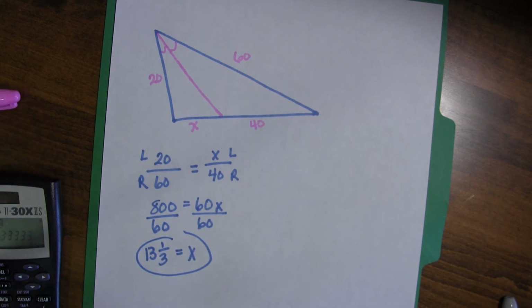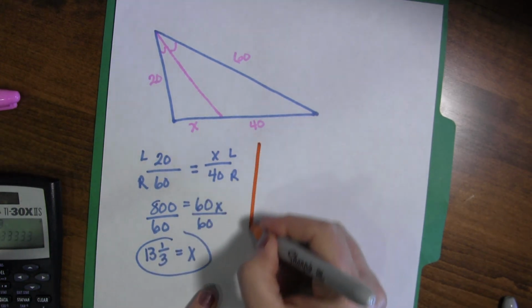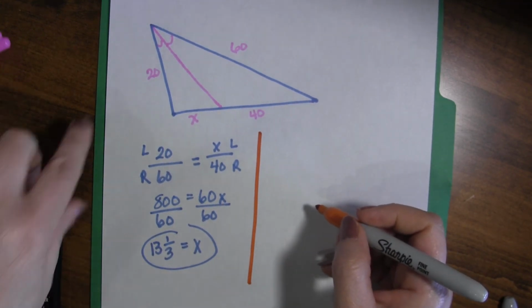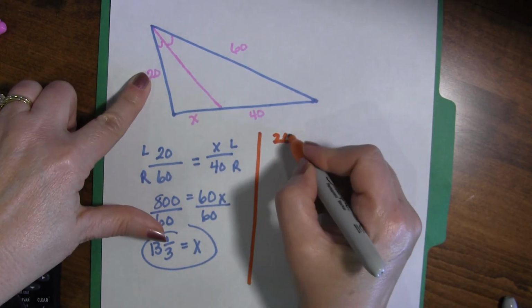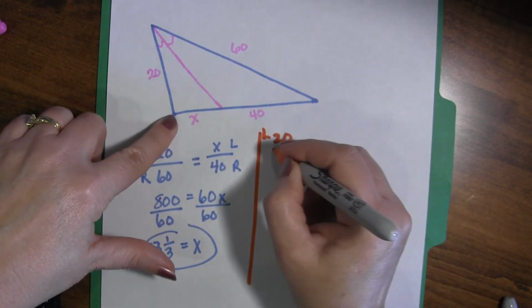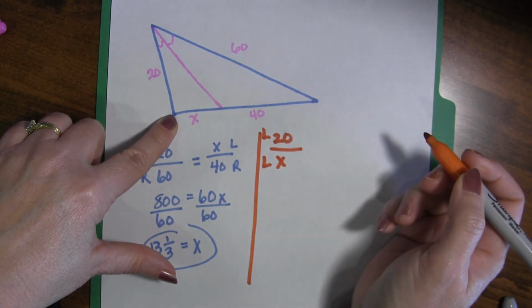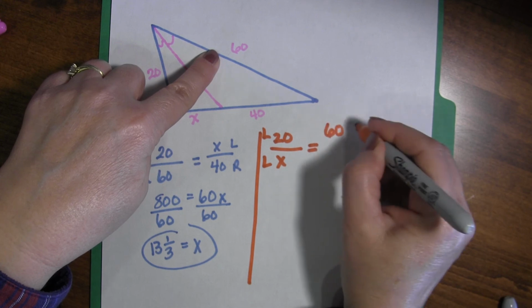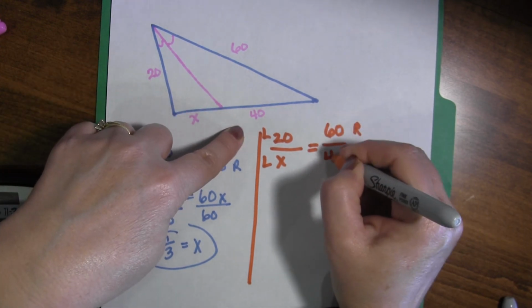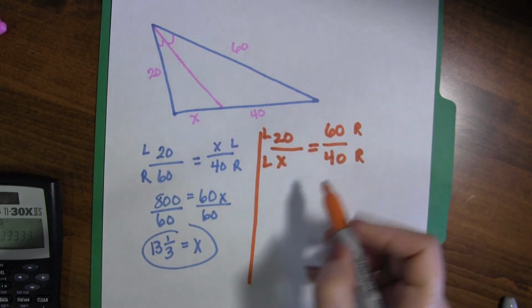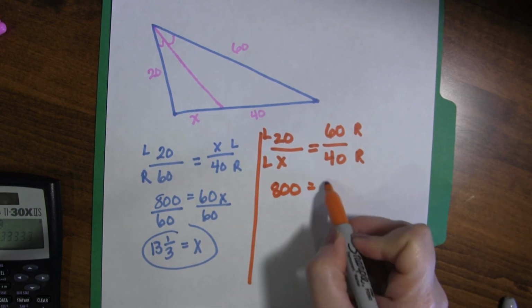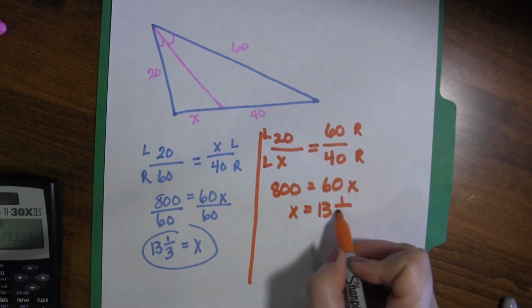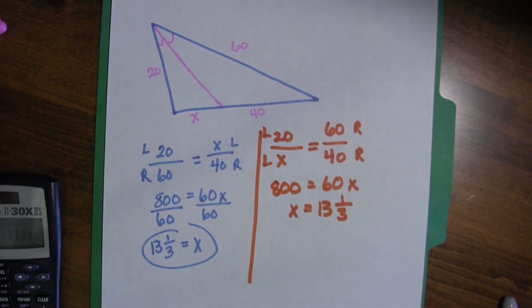What I'd like to point out to you that might not be obvious is that I could set up my proportion differently. So let's say that I did 20, my left side, divided by x, which is my left base, and I set that equal to my right side divided by my right base. Is that okay? Well, yeah, because I'm still going to get 800 equals 60x, which is exactly what I got before. So x is still going to equal 13 1/3.